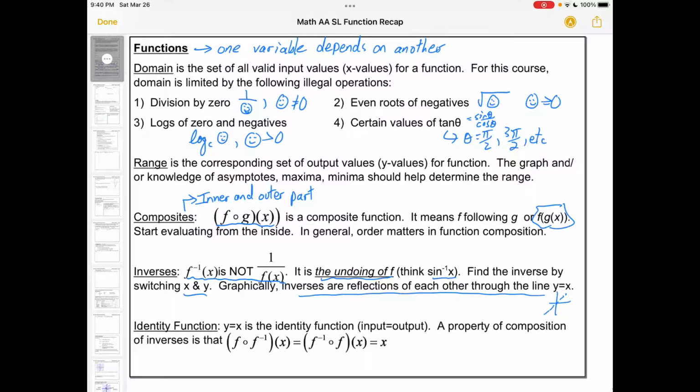The identity function, y equals x, is one where the input equals the output. And again, that's that 45-degree line. A property of composition of inverses is that f of the inverse of x, and doing it the other way around, just gets you back to x. Intuitively, the f is doing something to x. The inverse is undoing that thing. And if you do both of those in either order, you'll just get back where you started. It's the same thing as adding 3 to a number, then subtracting 3 from a number. Gets you back where you started.